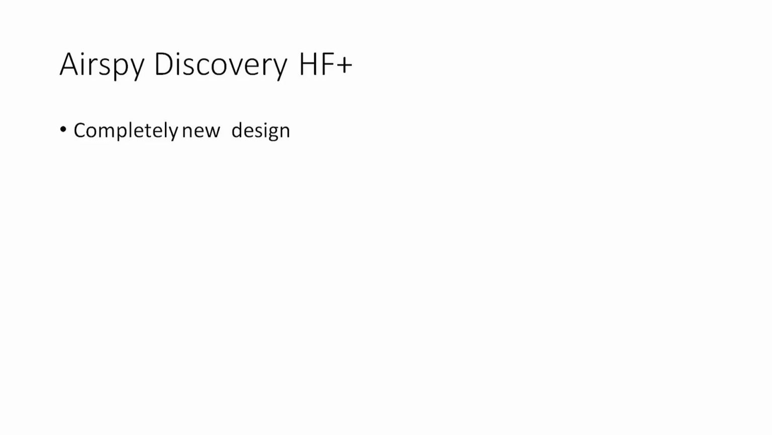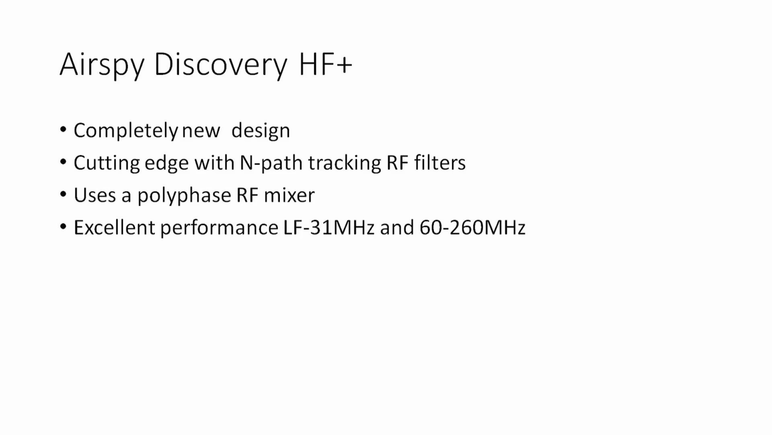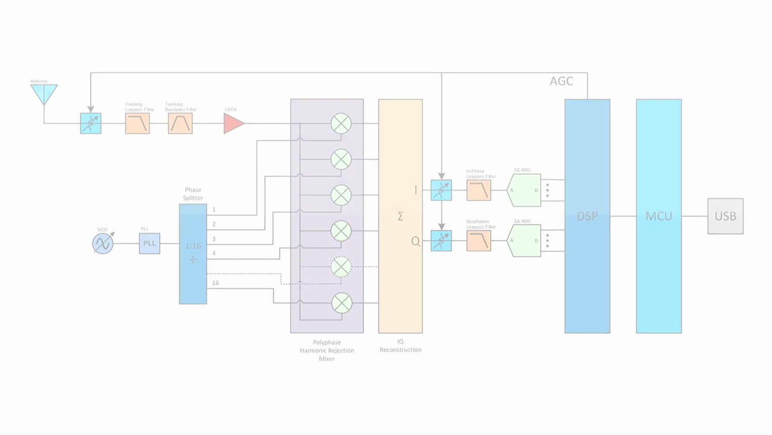His pet design that he worked on was the Discovery HF Plus. Now this was a completely new design, with nothing else like it on the market. I don't think I've seen anything else in the amateur market that does it. It uses N-path tracking filters and a polyphase mixer. I'll show you what that looks like in a moment. And it's got really excellent performance from LF through to 31 megs and 60 megs up. It's got lots of pre-selection filters.